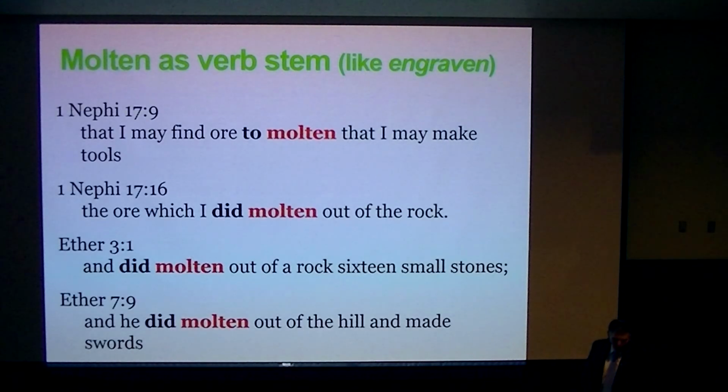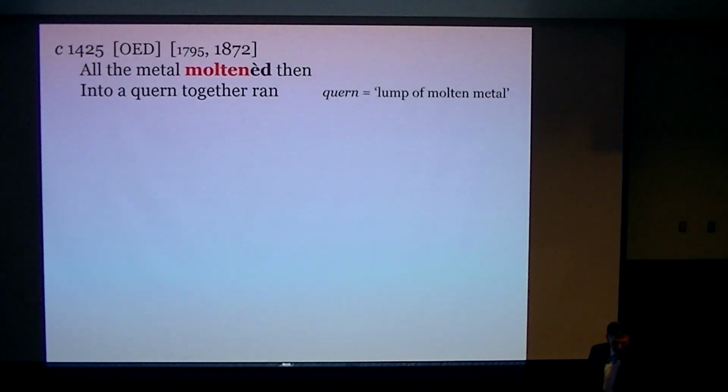But it's important to go over that because "molten" is a curious verb, and it is a verb stem like "engraven." We see it clearly here, 2 "molten" and 3 instances of "did molten." It's used as an infinitive there. Well, in 1425, it was used as a verb stem: "All the metal moltened then and together ran."